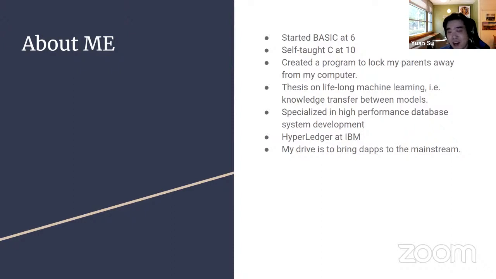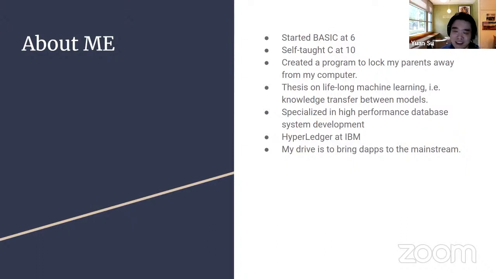But my main drive with all my involvement in different projects is to bring decentralized apps to a mainstream audience. Because in a lot of cases, we have a small circle, a hobby group. So we know about those decentralized apps. We know those use cases.